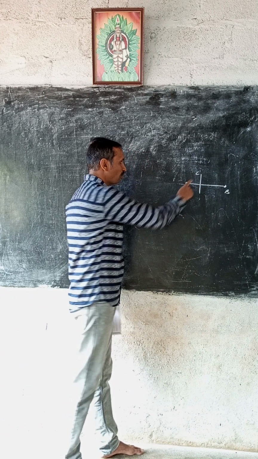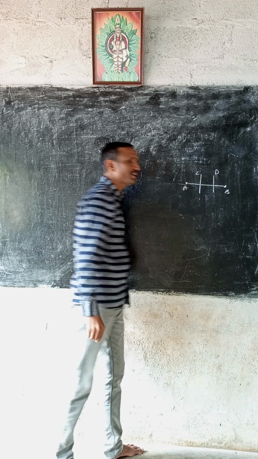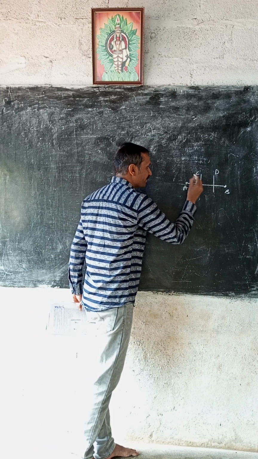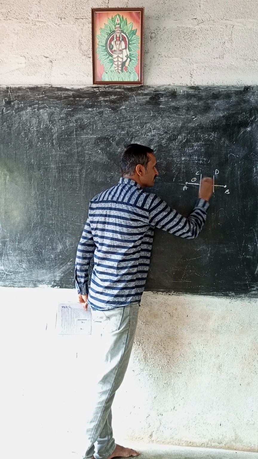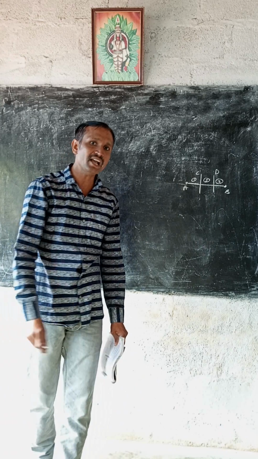How many points become? 1, 2 points. Another one we are writing: this is the point D. So now there are total 3 segments. This is one segment, this is the second segment, and this is the third segment. So this is called the trisection.